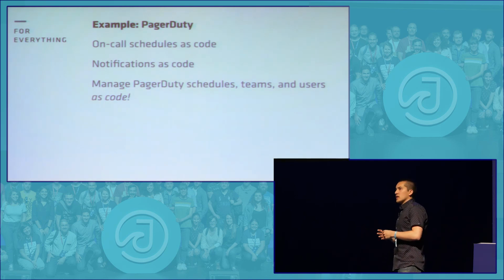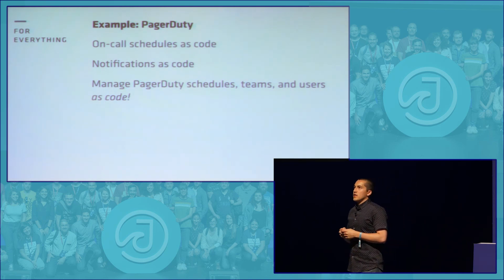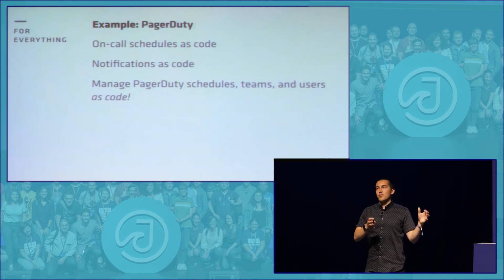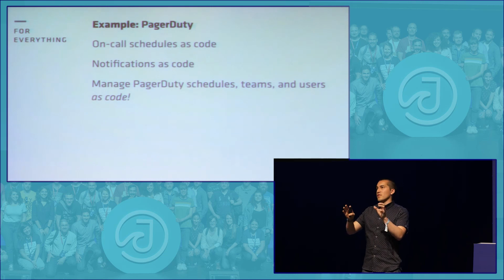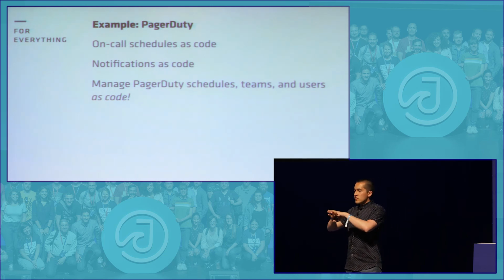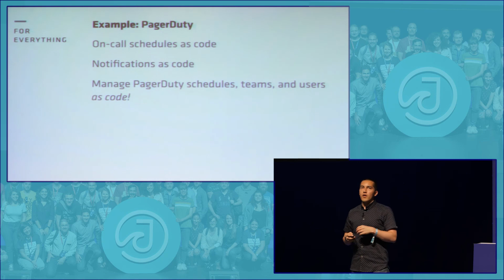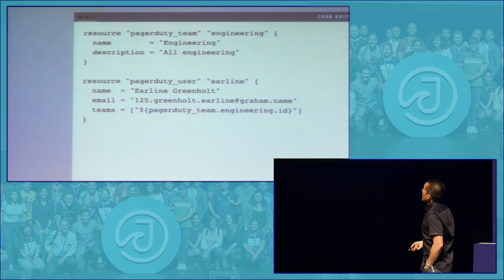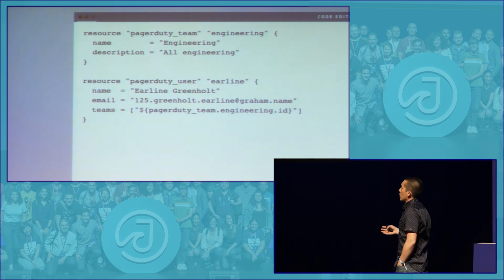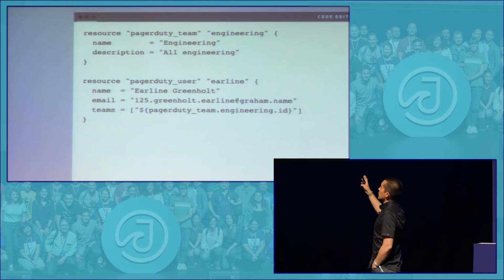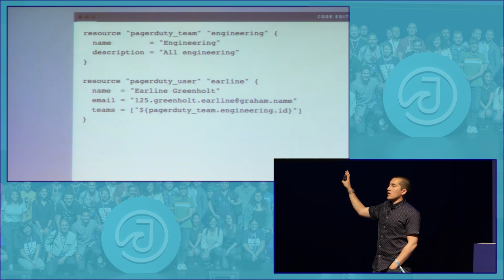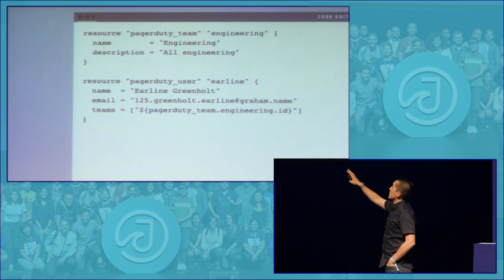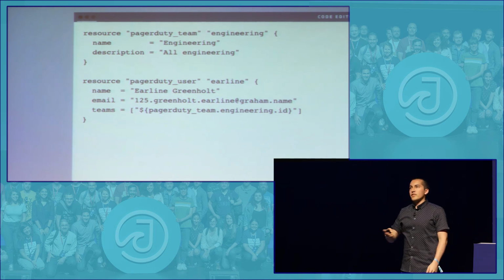PagerDuty is pretty difficult to manage as your company grows because you end up with a lot of calendars, you end up with a lot of users. All the users have different notification methods. There's this huge tree of data that's actually pretty hard to reason about when you get big enough. But what you can do with PagerDuty is represent that all as code. In this example, we're managing just users. We create teams, we can create users, and you can see how the dynamic nature of Terraform helps here: the team requires the ID, and we can just reference that.